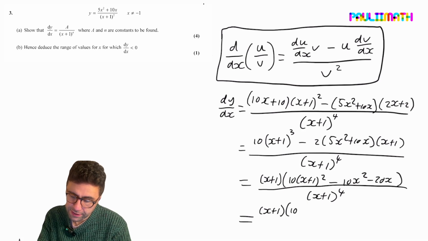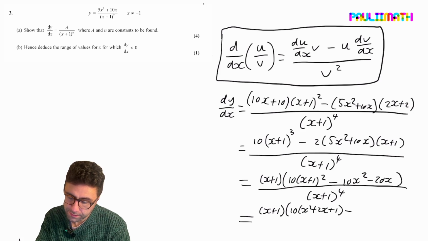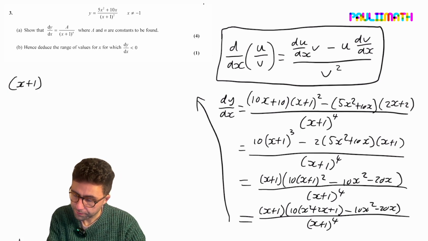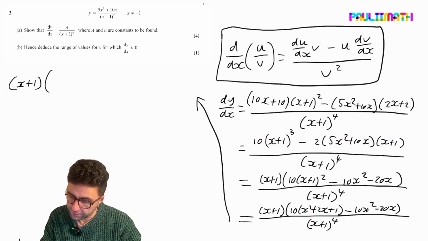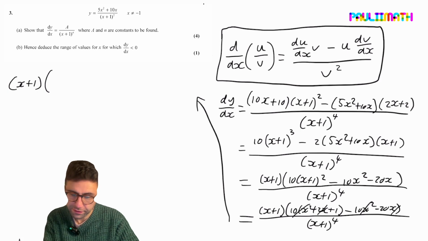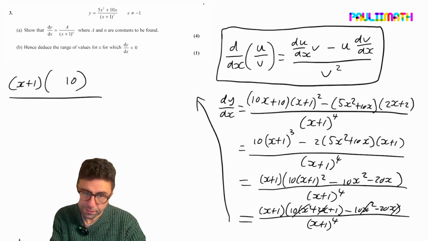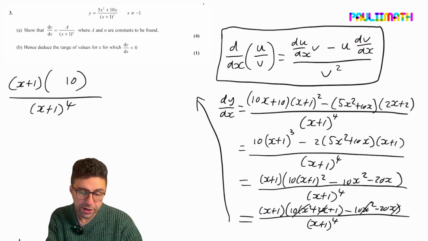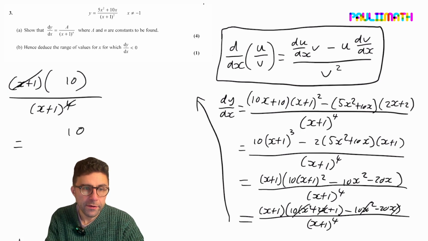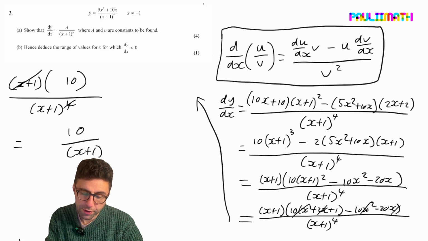That will go to 10 times (x squared plus 2x plus 1) minus (10x squared minus 20x), times (x plus 1). The 10x squareds will cancel, the 20x's will cancel, and you're just going to be left with 10. Fascinating stuff, really, isn't it? And actually, an x plus 1 will also cancel. So, goodness gracious me, have you ever seen anything like that in your life before? 10 over (x plus 1) cubed.